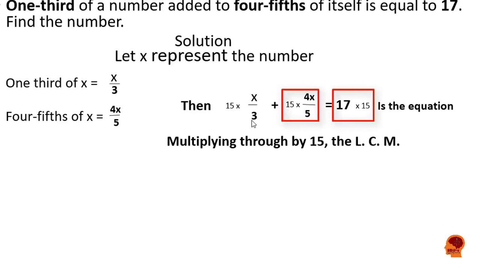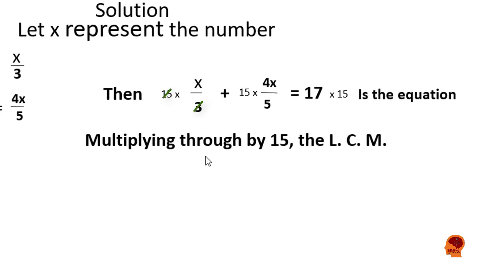So multiplying 15 by this side, it will give us, 3 in 15 we have 5. 5 times x is 5x. 5 in 15 is what?